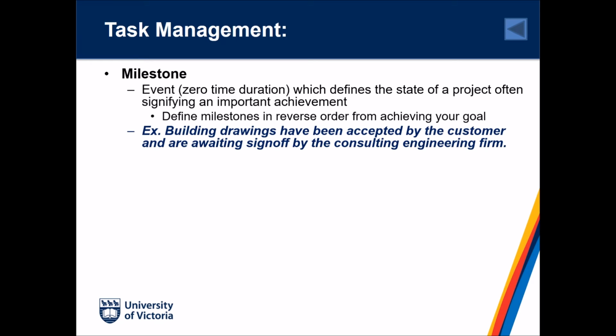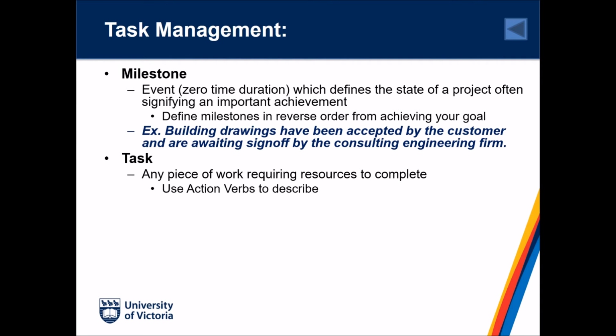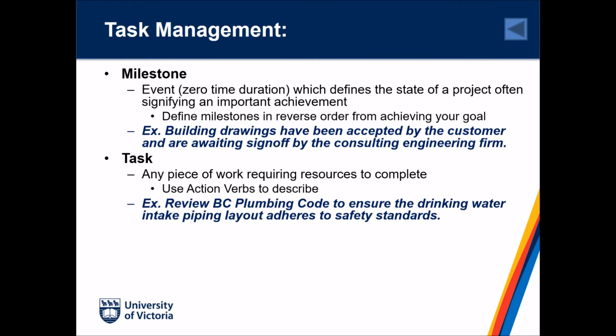The second components are tasks. A task is any piece of work requiring resources to complete. Tasks are defined using action verbs. And an example of a task is the following. Review the BC plumbing code to ensure the drinking water intake piping layout adheres to safety standards. Clearly, the word review is a verb defining an action which needs to be completed.